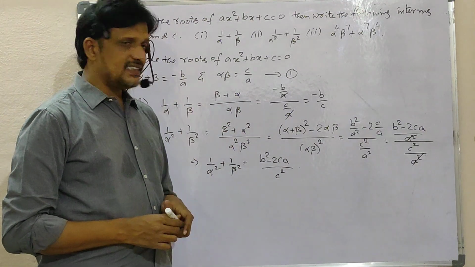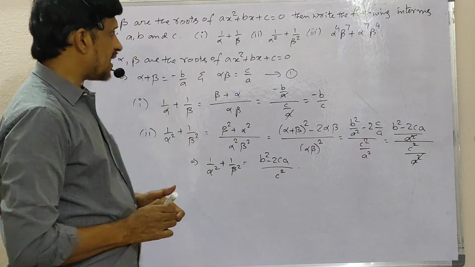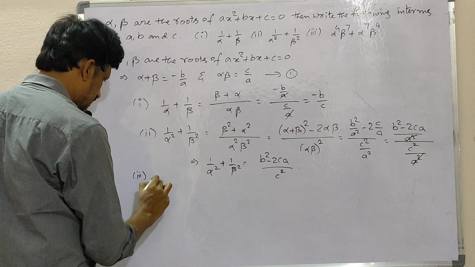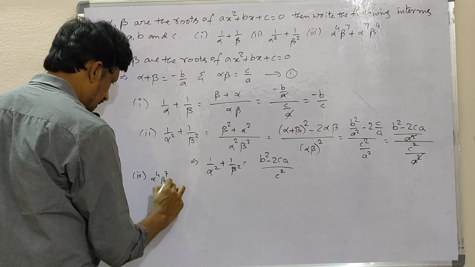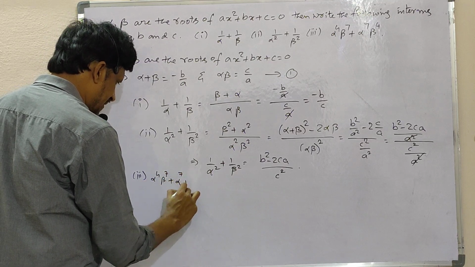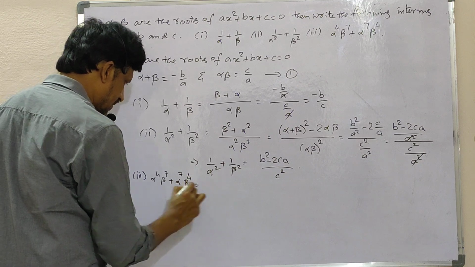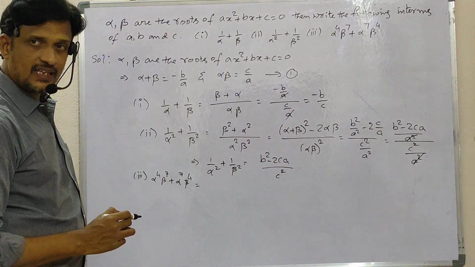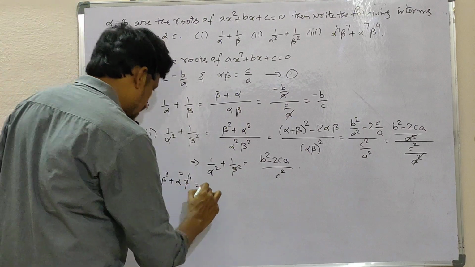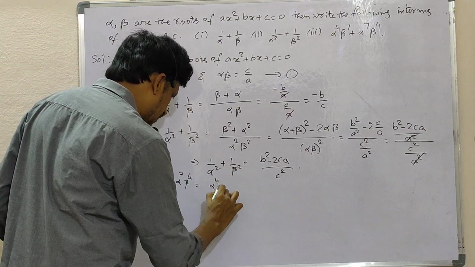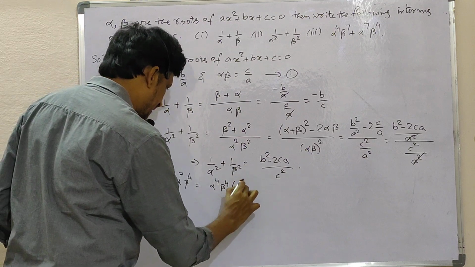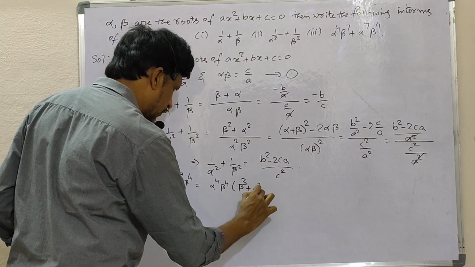Now the third one is alpha power 4 beta power 7 plus alpha power 7 beta power 4. You can say that alpha power 4 and beta power 4 are the common terms here. So write alpha power 4 beta power 4 as the common term separately, then you are getting beta cube plus alpha cube.